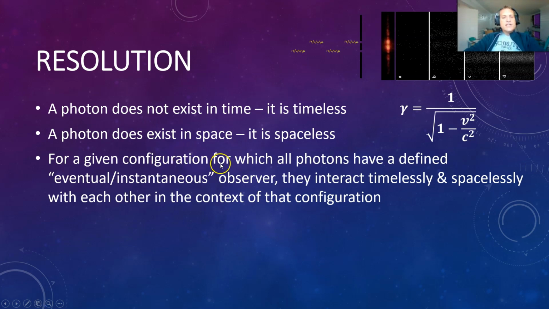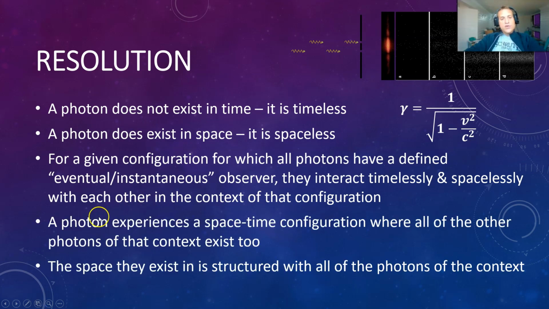So for a given configuration for which all photons have a defined instantaneous or eventual observer, they interact timelessly and spacelessly with each other in the context of that configuration. So a photon experiences a space-time configuration where all of the other photons exist in that context too.